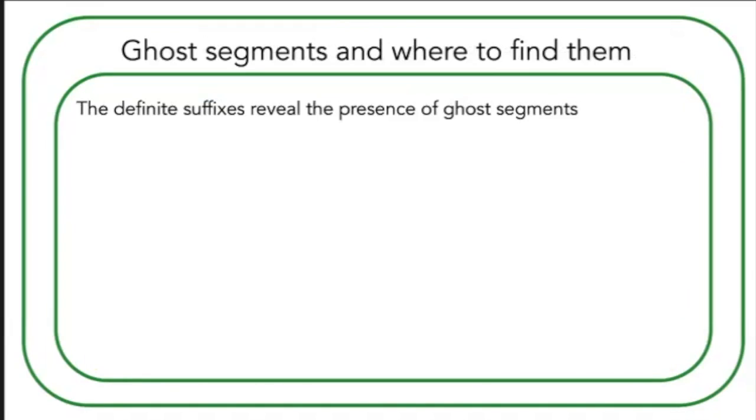So going back to the ghost segments, how can we find these ghost segments? The first thing is to add a definite suffix. It's the easiest way, the easiest diagnostic test you can do to find whether a noun has a ghost segment. So we have the noun for pot here. And if we add the suffix it for definiteness, we get teret, which shows that there is a ghost segment, because you get a long vowel rather than a simple it at the end. So this form is ungrammatical.